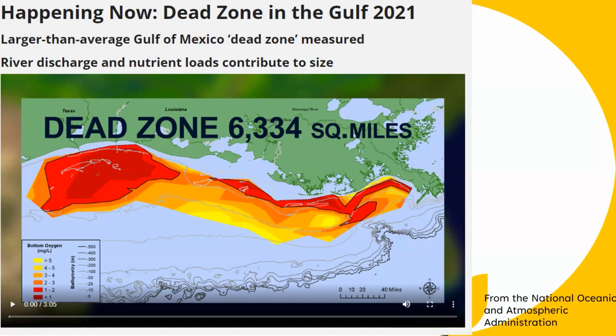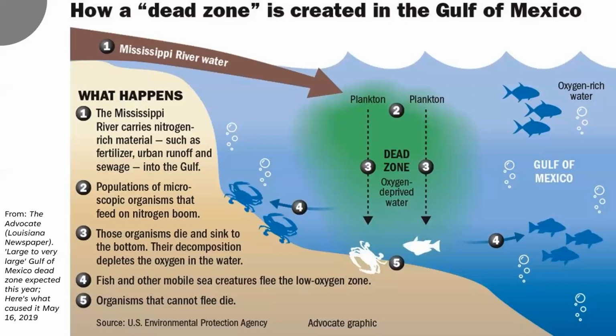So it's a dead zone because the species that would live there, fish, crabs, shrimp, things like that, are unable to, because there's not enough oxygen for them to survive. The red here is the deadest of the dead zone area, less than 1 milligram per liter dissolved oxygen. Here's a graphic of what is going on in the dead zone.